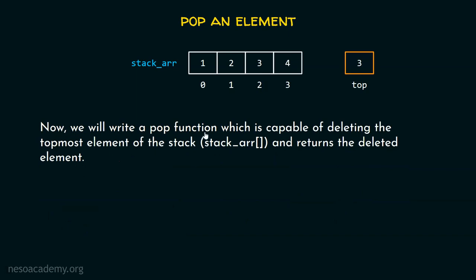Now we will write a pop function which is capable of deleting the topmost element of the stack, that is stackARR, and returns the deleted element. We will write a separate function for deleting the element. Actually, we are not deleting the element, we are just decrementing top by 1. That's it. The pop function deletes the element and returns the deleted element as well. Obviously, in this case, it will return the value 4.